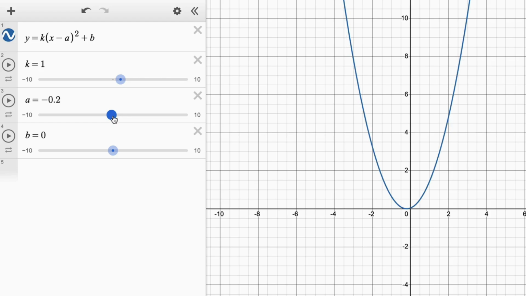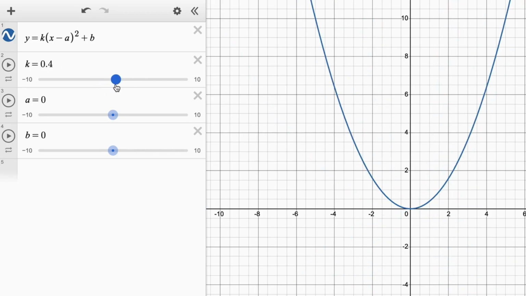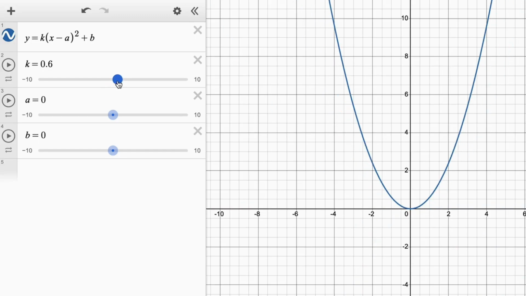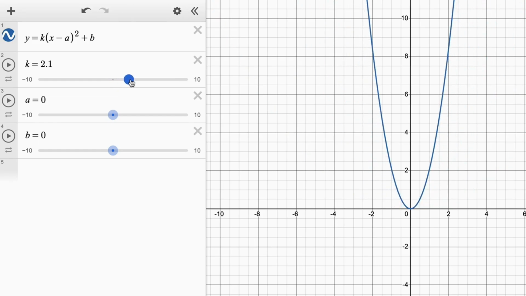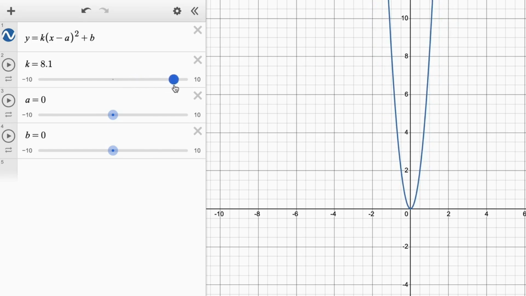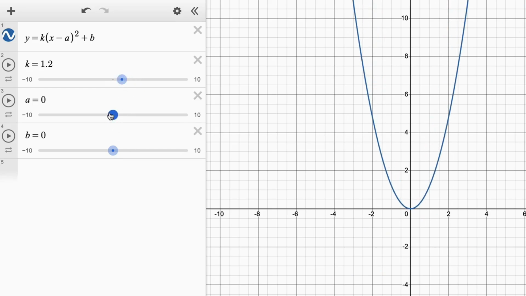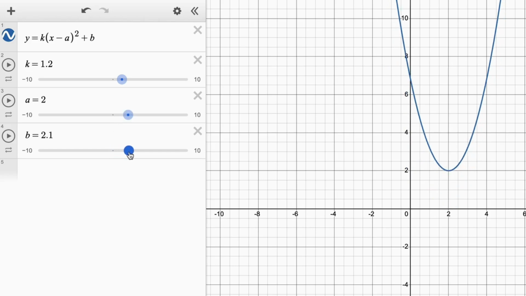Let me just set a to 0. What k is going to do is decide how stretched out our graph is. See, as I go into negatives, the graph flips upside down, and when it's less than 1 but greater than 0, it just stretches out, and as we go further above 1, it just starts squeezing. So this is what happens with the k, and what the a does is control where the x coordinate of the vertex is. Over here we can slide it across like that, and this one, you may have guessed it, is going to control how it goes up and down.